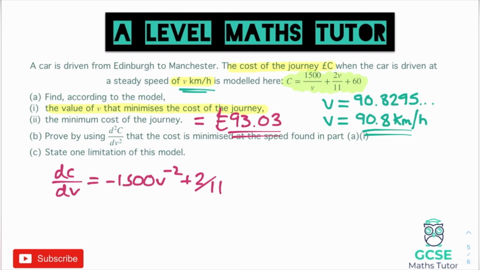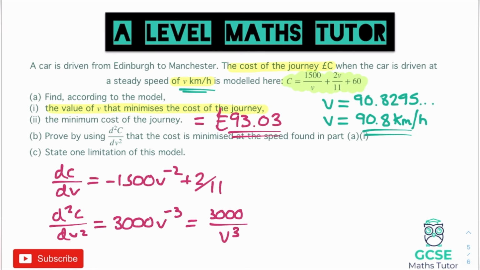So if we're going to find the second derivative, d squared c over dv squared, then we're going to want to just do the same again. So multiplying negative 1,500 by negative 2 gives us positive 3,000, and that becomes v to the minus 3. 2 over 11 is gone, so that is our second derivative. Now, as it is v to the minus 3, that could be written as 3,000 over v cubed. You can write this either way, but I do like to rewrite it as the fraction when we can.